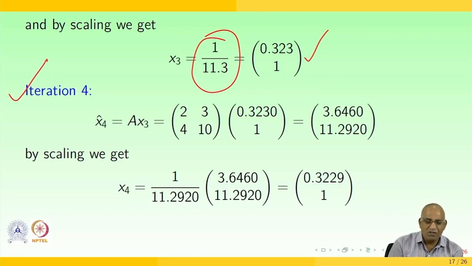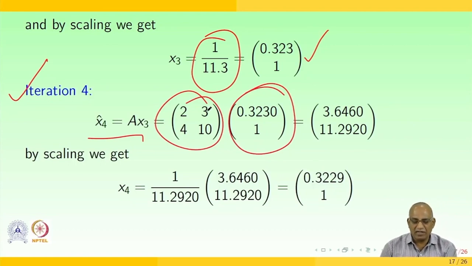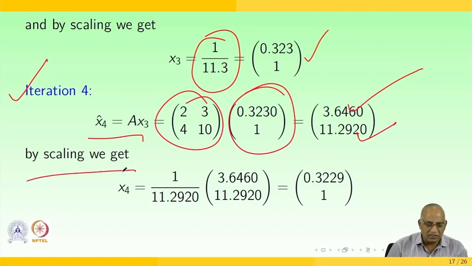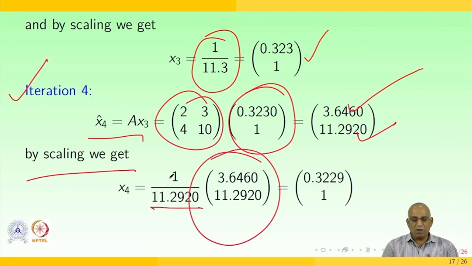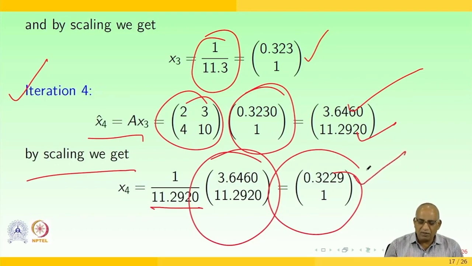So when you go for iteration 4, further it should improve. X4 is Ax3, that is the matrix A, and x3 is this matrix. So you will get 0.6460 plus 3, so 3.6460. And the second one is 1.2 plus 10, 11.2920. Similarly, when you go for this scaling, we get x4 equal to 1 over 11.2920 multiplied with this matrix, 3.6460 upon 11.2920. It is almost close to 3.6 upon 11, so 0.3229. Similarly here, 11.2920 upon 11.2920, which turns out to be 1.